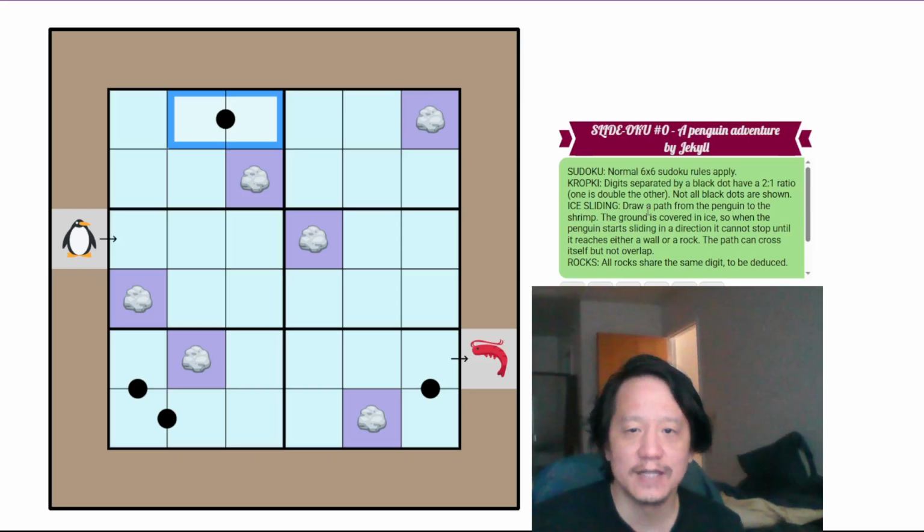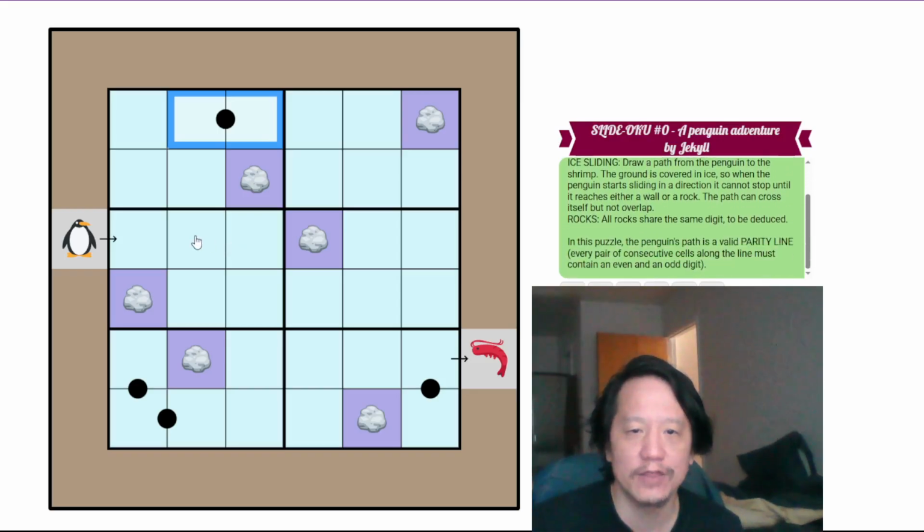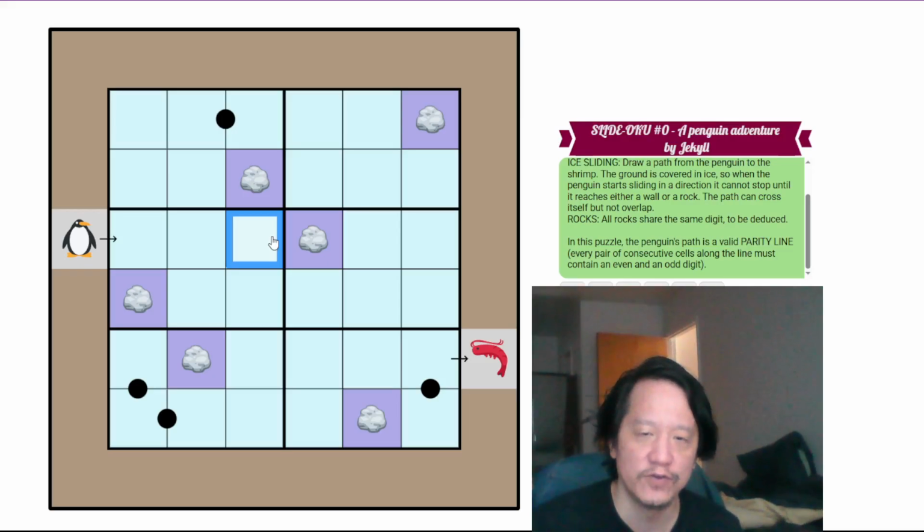We have ice sliding, where we need to draw a path from the penguin to the shrimp. And the ground is covered in ice. So when the penguin starts sliding in a direction, it cannot stop until it reaches either a wall or a rock. And the path can cross itself, but not overlap.